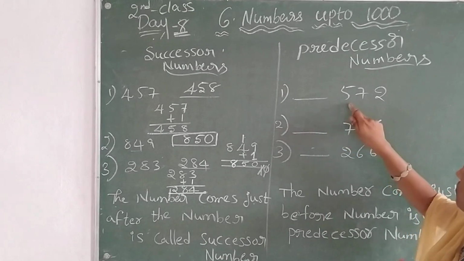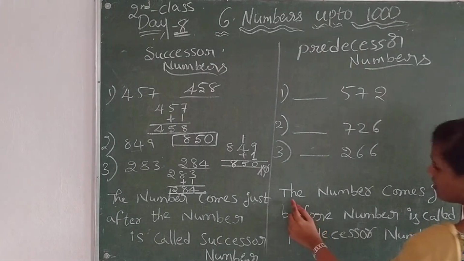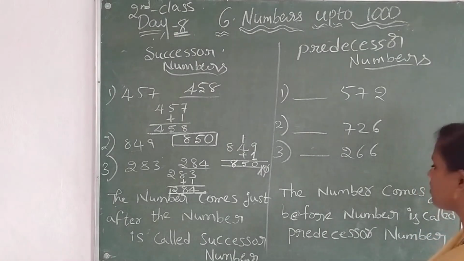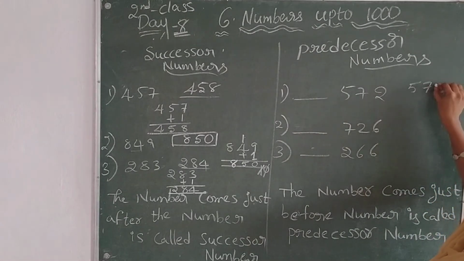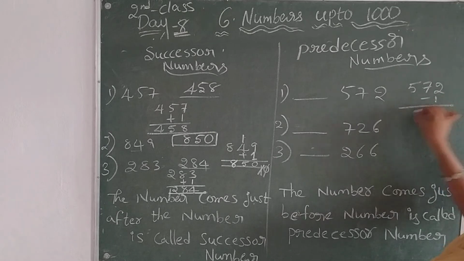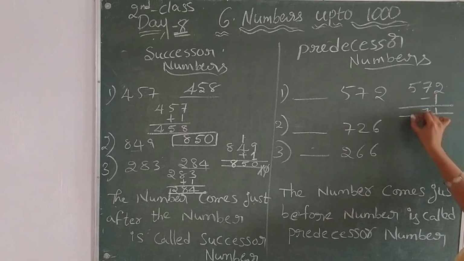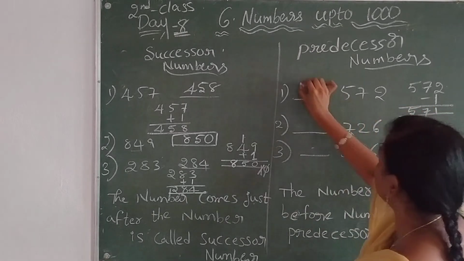This is dash, 572. This is a before number. See the definition once. The number that comes just before a number is called the predecessor number. Let's take the number first. 572 minus 1. Subtract 1 in the 1's place. 2 minus 1 is 1. 7 and 5. What is the answer? 571.